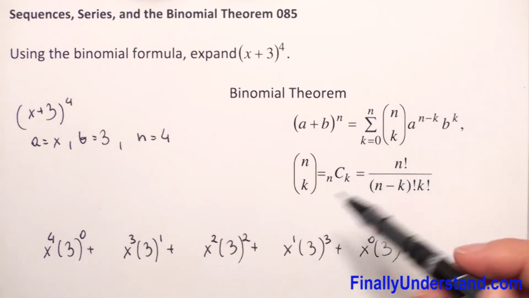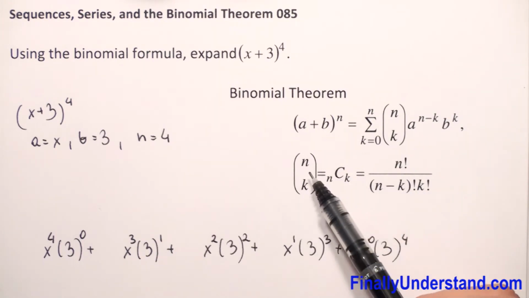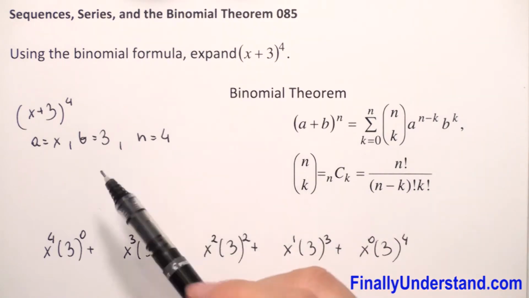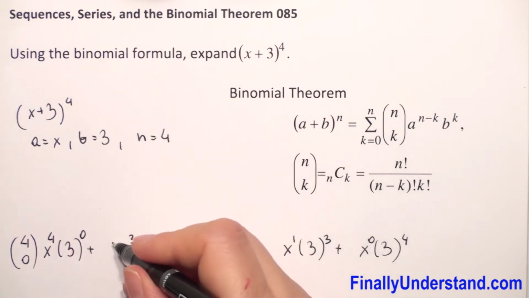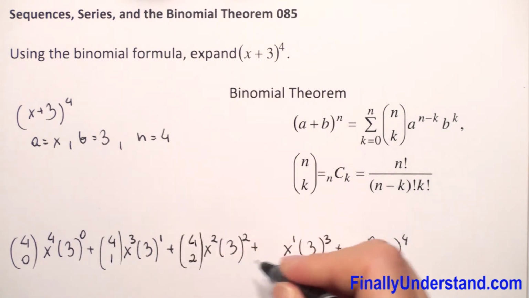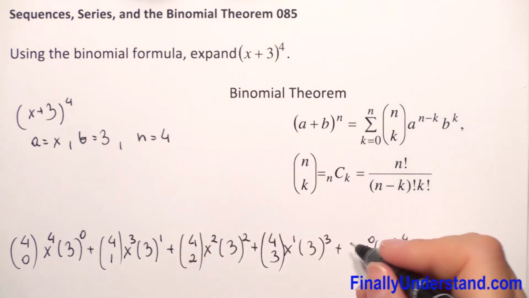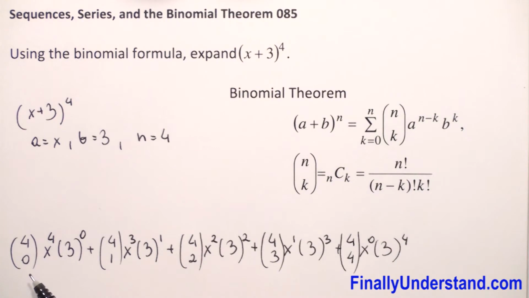And now we need only the coefficient before every term. We have to use this combination, n choose k. We have n equals 4. So first we have 4 choose 0. Next we have 4 choose 1, 4 choose 2, 4 choose 3, and 4 choose 4. To calculate 4 choose 0, 4 choose 1, we have to use this formula, or you can use a calculator. But let's first use this formula.